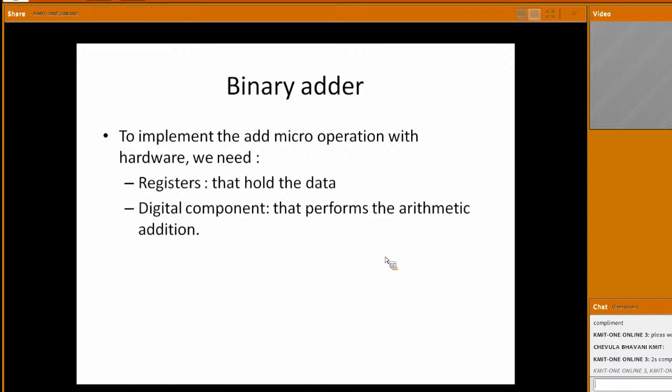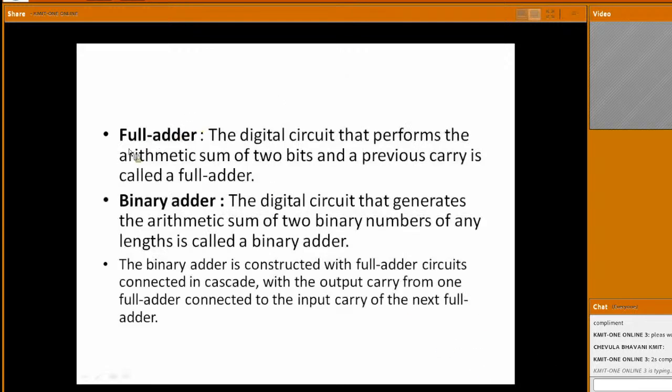First, we'll see the addition operation. What are the hardware components required? It requires a full adder. The hardware component required to perform this addition operation in the computer system is a full adder. Now, what do you mean by full adder? The full adder is a digital circuit. It will perform the arithmetic sum of two bits and a previous carry. That is the role of the full adder.